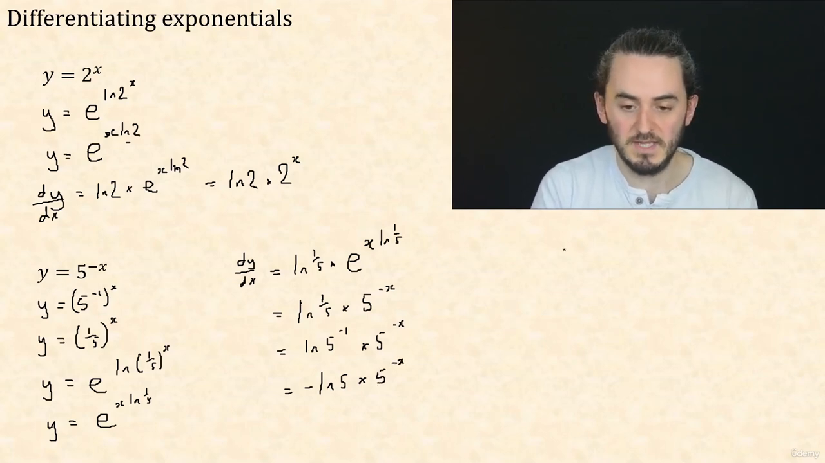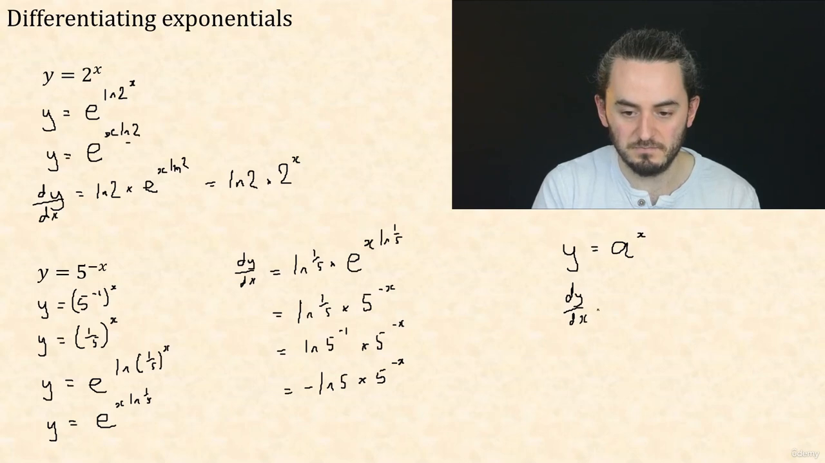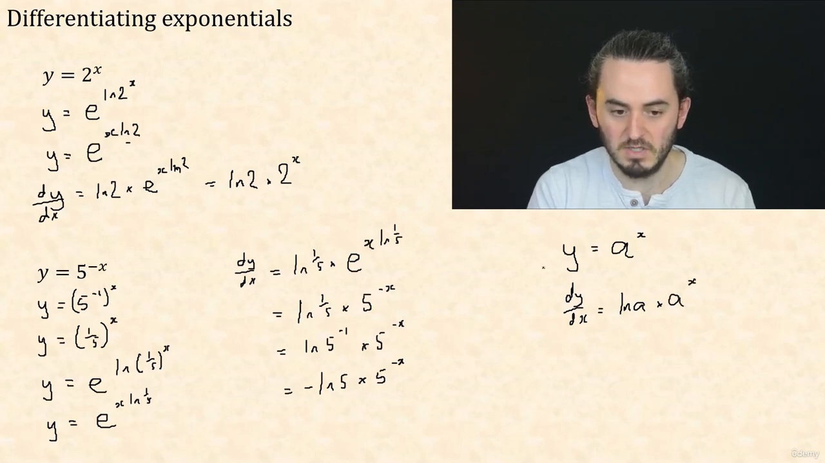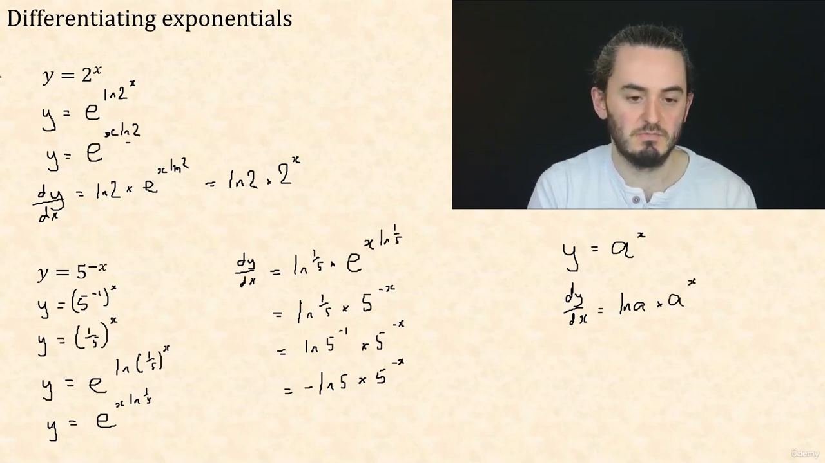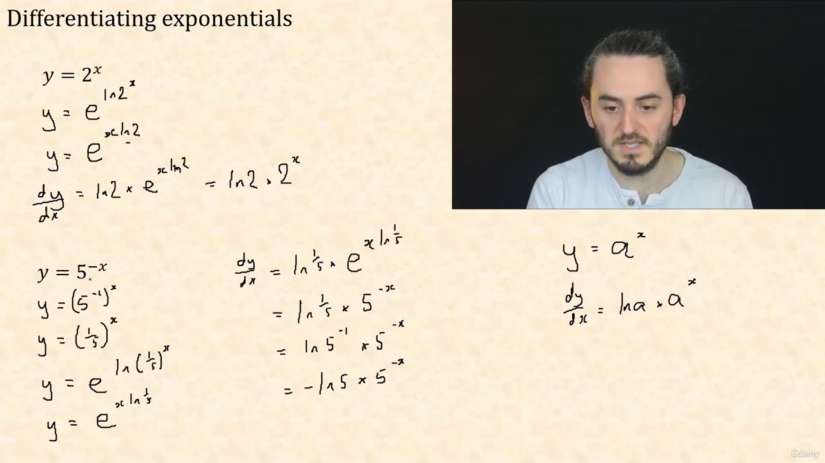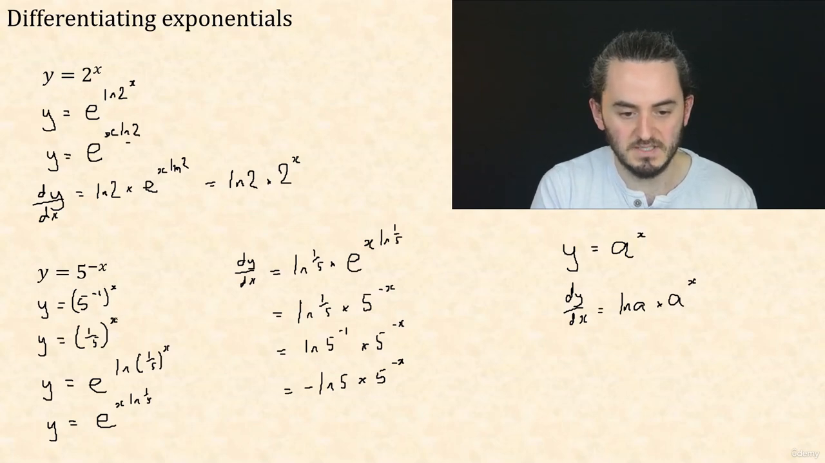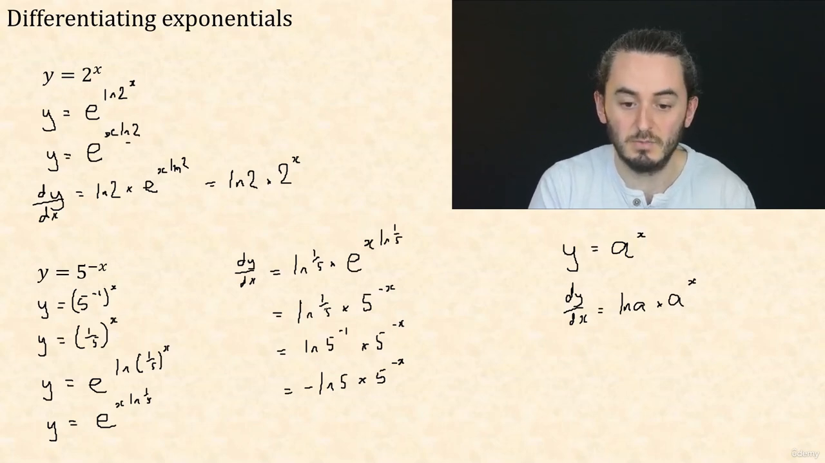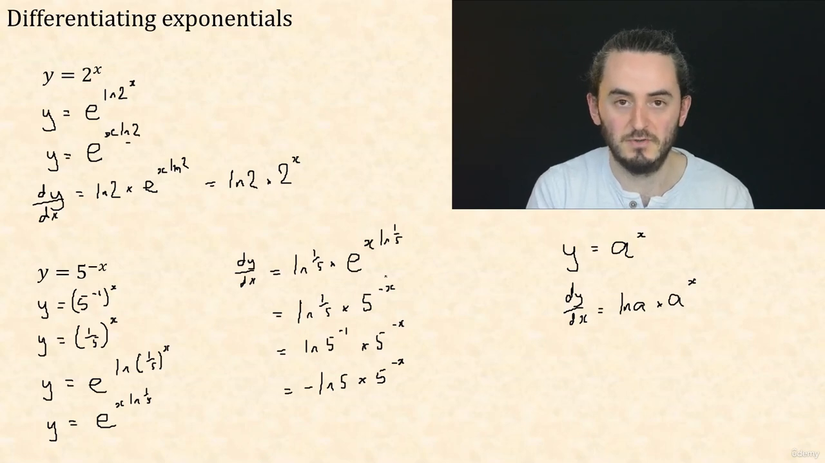In general, we can say that if you've got y equals some number a to the x, then the derivative of this is ln of a multiplied by a to the x. Okay, so that is a rule that you can use. I've applied it here. y equals 2 to the x. The derivative is ln 2 times 2 to the x. Here it just wasn't quite in that form. It was 5 to the minus x. Well, if you can get that into the form of a to the x, it's just ln a, so ln 1/5, times by your original function.